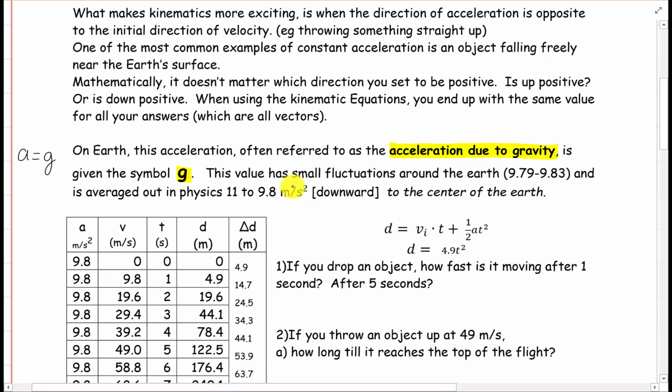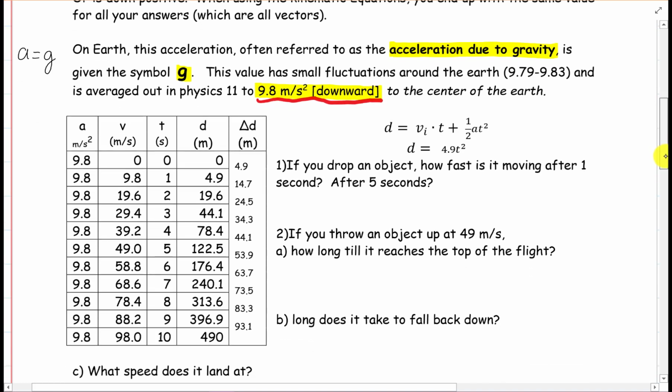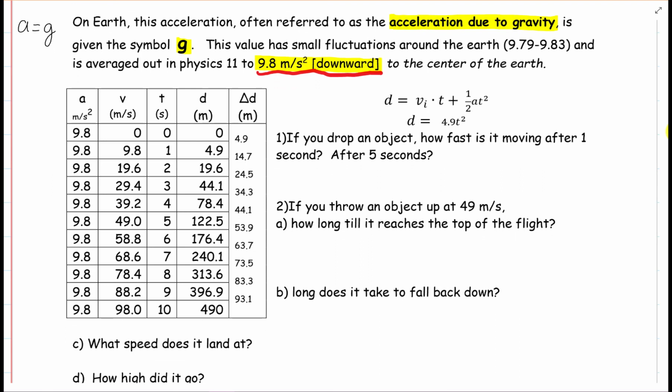So this cannot be emphasized enough. We're going to use this. Some classes will use 9.81, because if you average it to 3 sig figs, it's 9.81, but I'm just going to use 9.8. If you watch other physicists online, they might use 3 sig figs with a 1 there. I will still use 3 sig figs, but I'm going to put a 0 here. And the direction of it is downwards, and how do we define downwards? It's towards the center of the Earth.